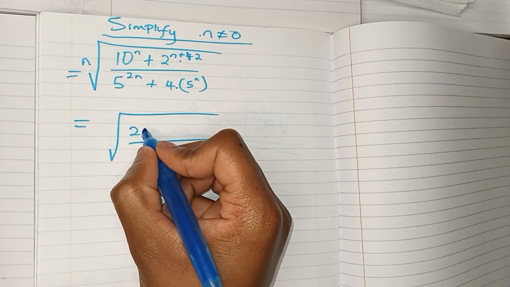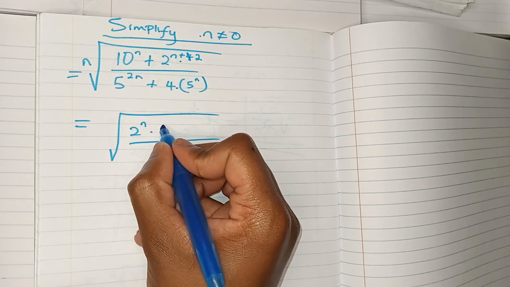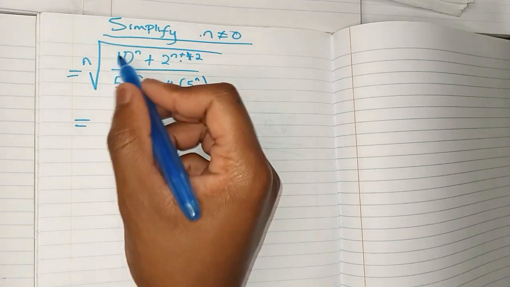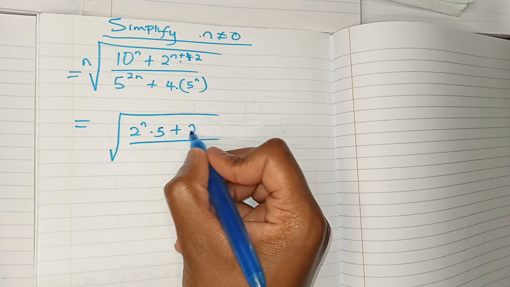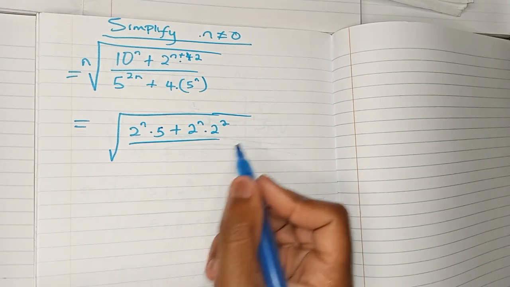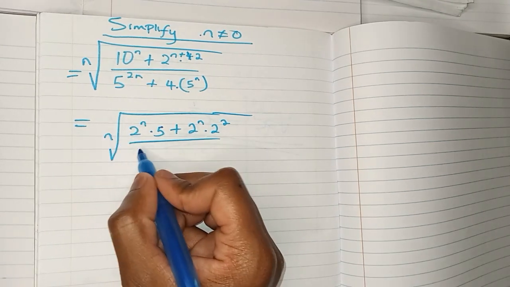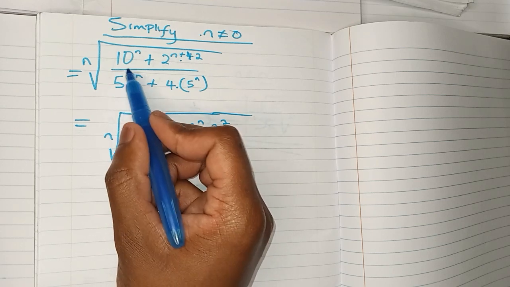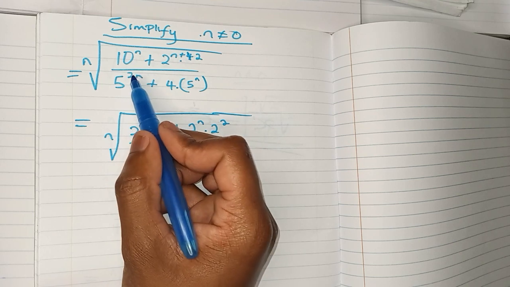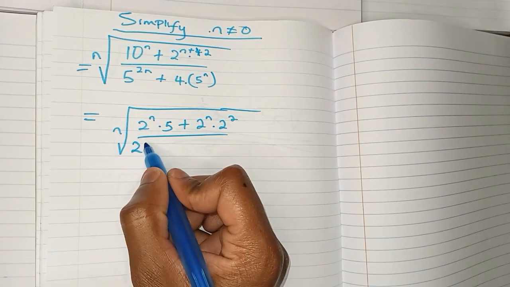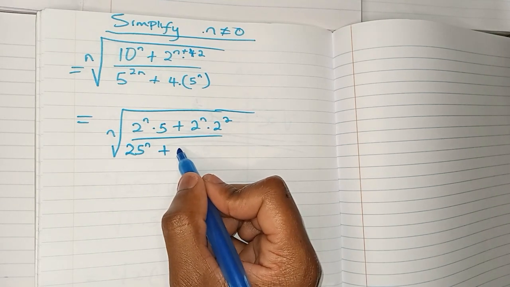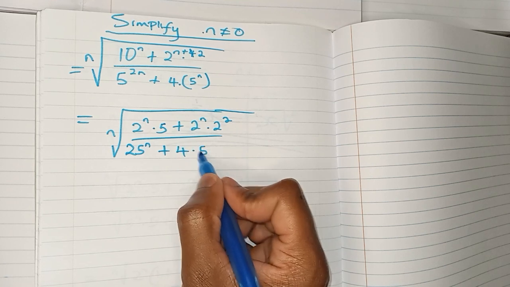I'm simply gonna say 2 to the power n multiplied by 5. It will give you 10 to the power n plus 2 to the power n times 2 to the power 2, right? And there's an n over here, so I'm simply gonna say, and this one I'm just gonna say 25^n because 5 squared is equal to 25, right? 25^n plus 4 into 5 to the power n.